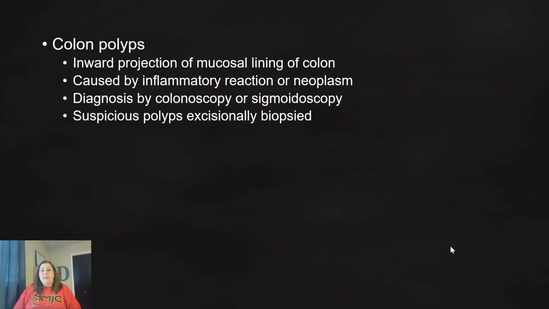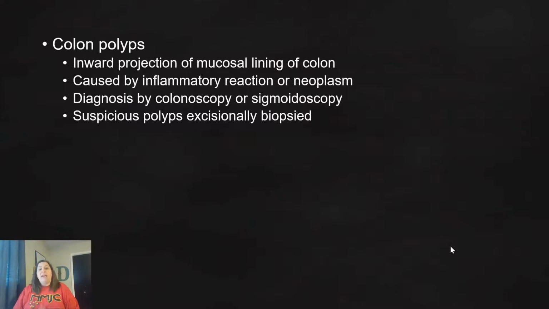The next one we want to look at are called polyps, and these are found in the colon. They are inward projections of the mucosal lining of the colon. A lot of times these are caused by an inflammatory reaction, or they're due to a type of neoplasm, which is an overgrowth. Now, these could be benign tumors, or they could be malignant tumors, which would be classified as cancer.